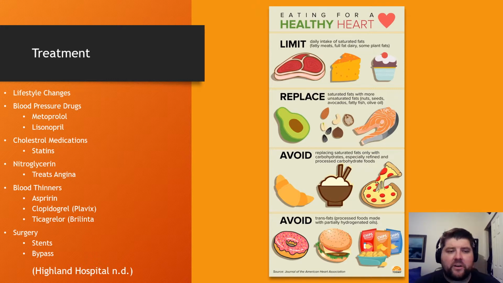People we put on blood thinners like aspirin. It helps the platelets not form if there were to be a plaque rupture. Plavix is also a name brand blood thinner, the standard name for it is clopidogrel, and ticagrelor. I'm not very good with these names, but it's called Brilinta, and that's also a prescription drug that can be prescribed to help treat coronary artery disease.